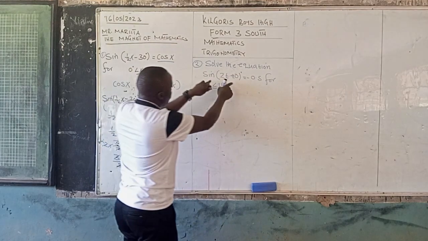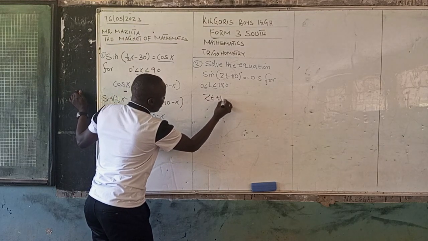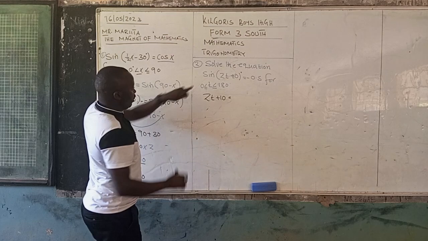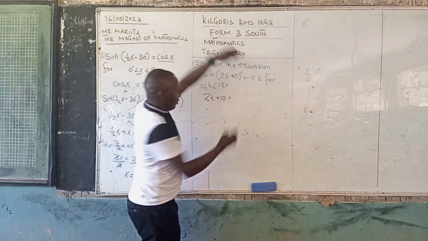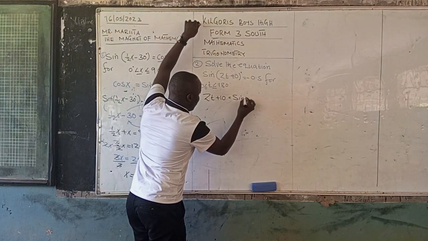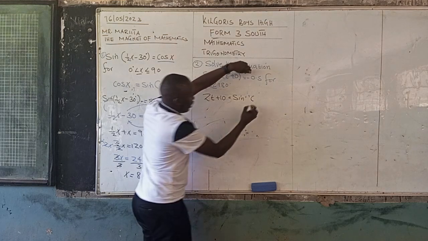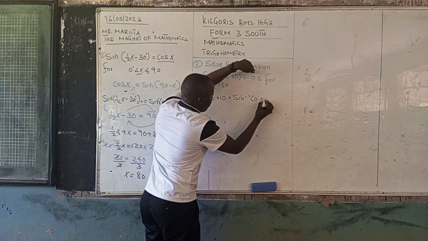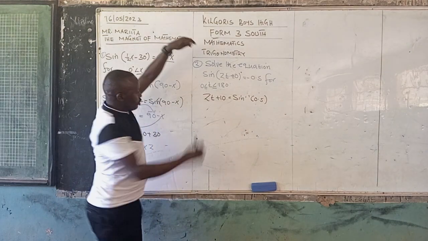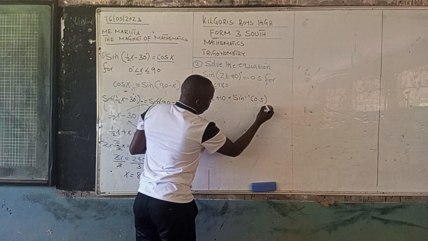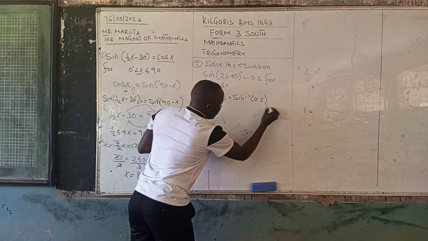So the first step you need to do here, you will write this one as 2t plus 10 equals to p. You find now the sine inverse of 0.5. So you can write this one as the sine inverse of, just ignore this negative first, get the sine inverse of 0.5. What is the sine inverse of 0.5? The sine inverse of 0.5, you can have this one as 30 degrees.